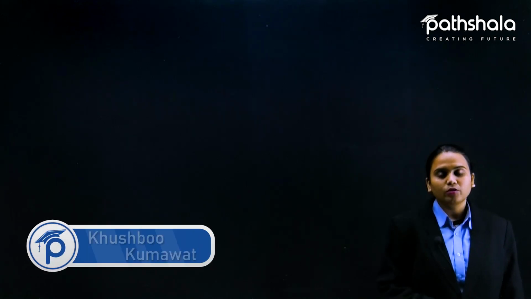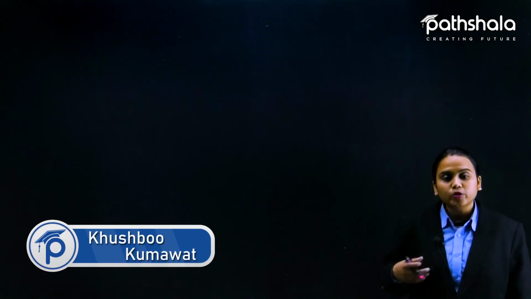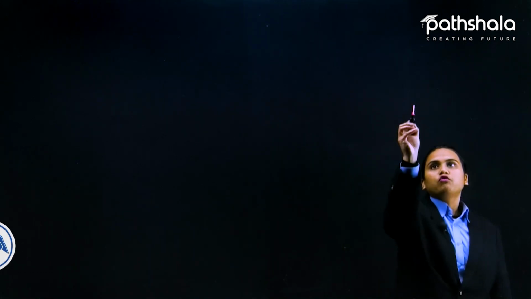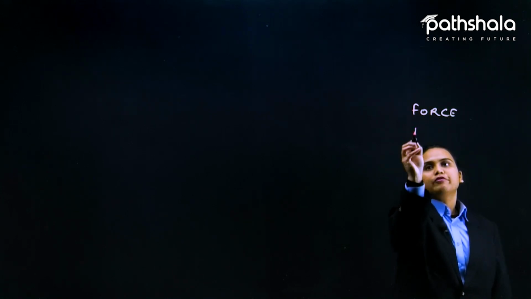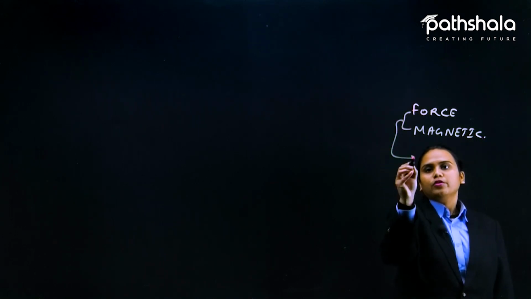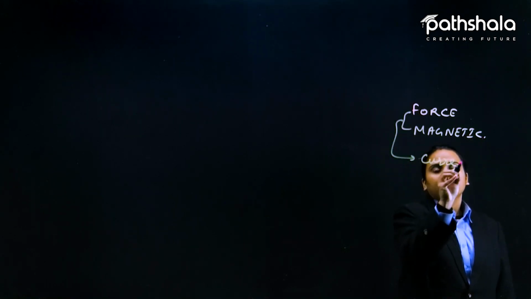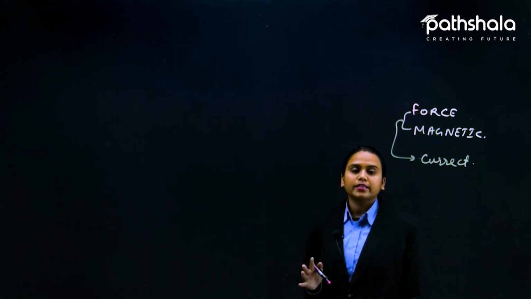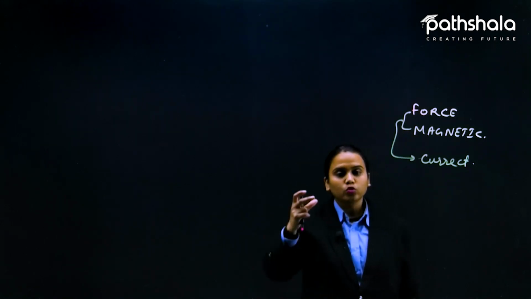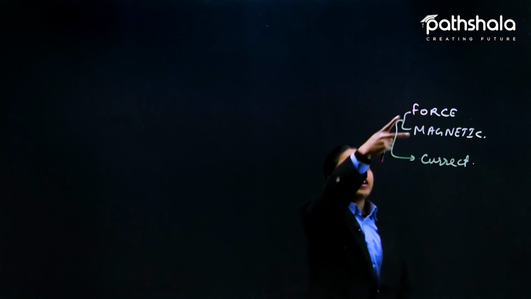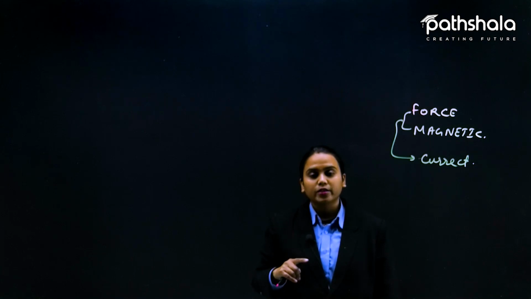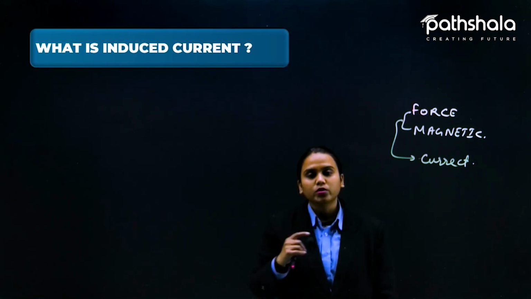As we have seen now, electromagnetism can induce current. So we have seen that with the help of force and magnetic field, we can produce current also. Three of these things are necessary: any two of them can be used to produce the third thing. When we produce current this way, we call it the induced current.